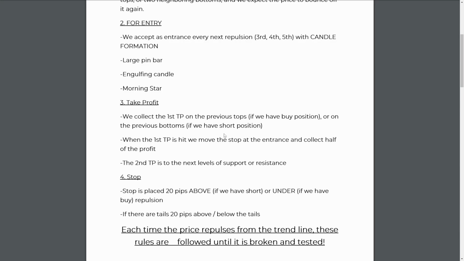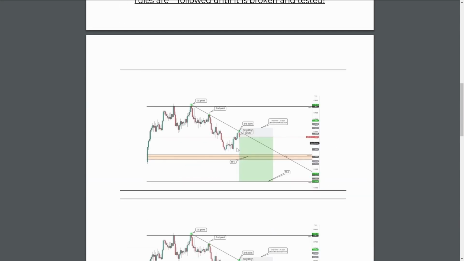Where do we put the profits? We collect the first take profit on the previous tops if we have a long position, or on the previous bottoms if we have a short position. When we have a buy, we look to the left to see where the previous tops are.